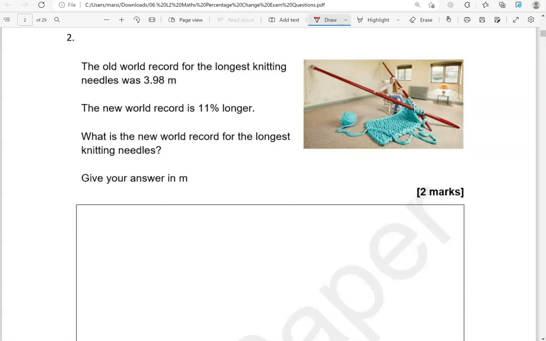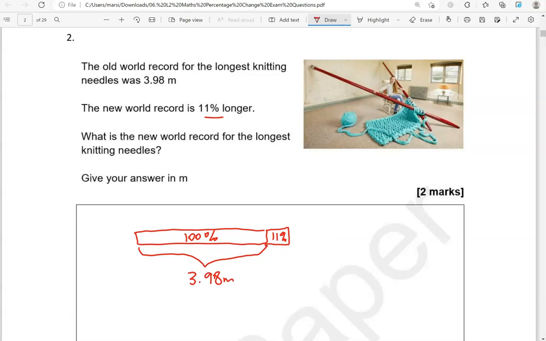So the old world record is the original, the 100% amount. It's what you start with, and then we've got an increase by 11% for the new world record. So the 100% amount, or number or measure, whatever you want to call it, is 3.98 meters. We need to work out what is 11% and then add it on top. So we'll use the 10% method as we can't use a calculator.